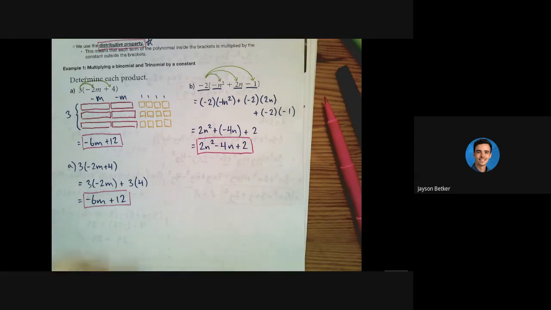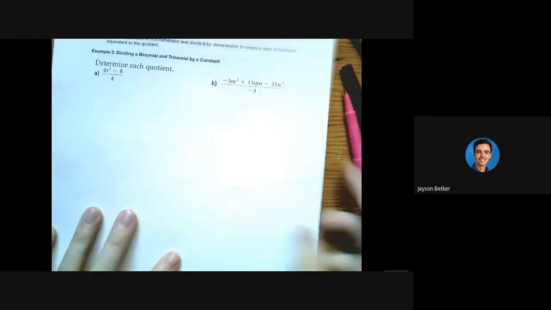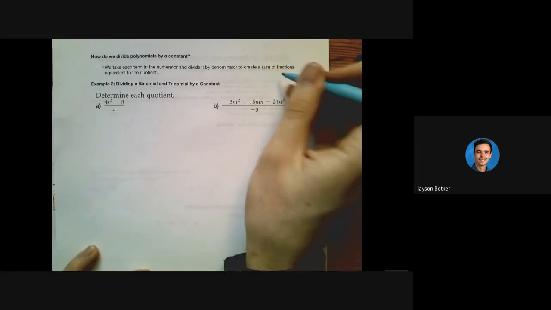Okay, so if we're done on that one, let's move on to how do polynomials divide? How can we divide a polynomial by a constant? This one, we've done stuff like this before too. We take each term in the numerator and we divide it by the denominator to create a sum of fractions. That's the goal here, is to create a sum of fractions equivalent to the quotient. Remember, a sum of fractions is just when we're adding up all of the fractions that have the same denominator.